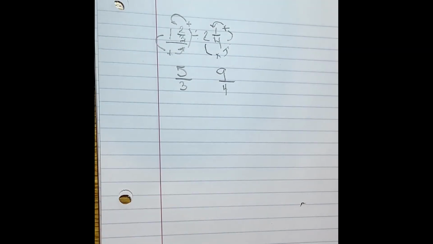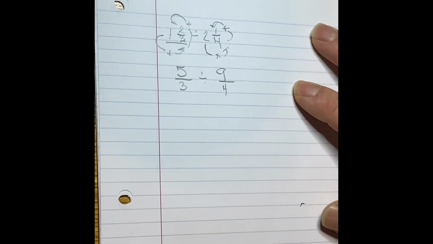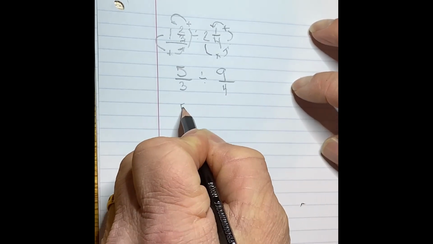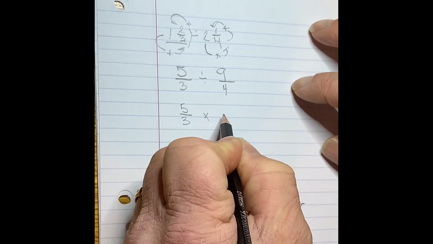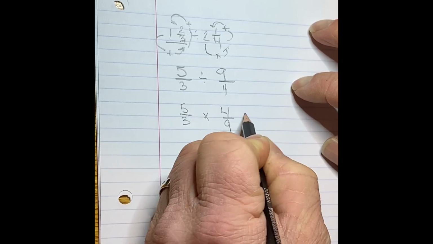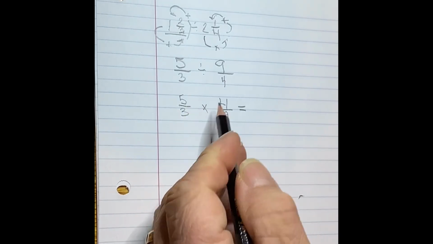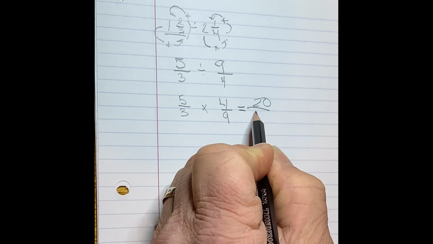So now that I converted both mixed numbers, we're left with 5/3 divided by 9/4. Now how do we do it? We go back to the keep, change, flip. 5 times 4 is 20. 3 times 9, 27.